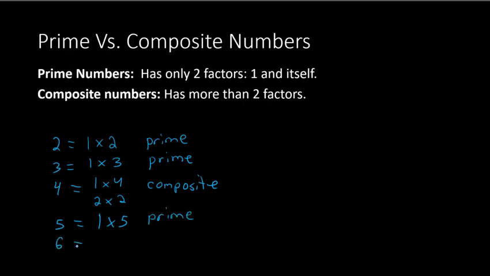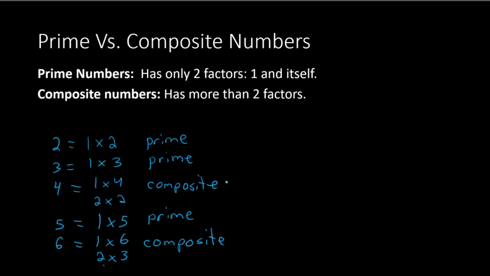Let's try the number 6. Is 6 prime or composite? Well, 6 we can get by doing 1 times 6, but we can also do 2 times 3. So the factors of 6 would be 1, 2, 3, and 6. Because we have 2 times 3 as factors, that would make 6 composite, because it has more than just the 2 factors of 1 and itself.